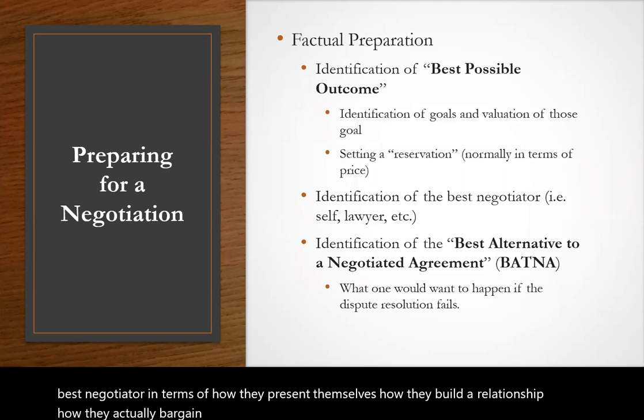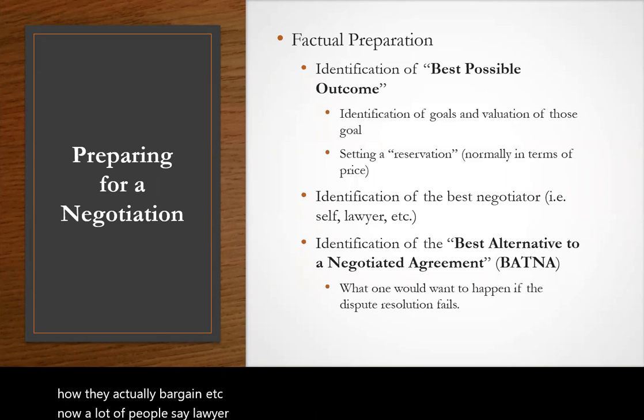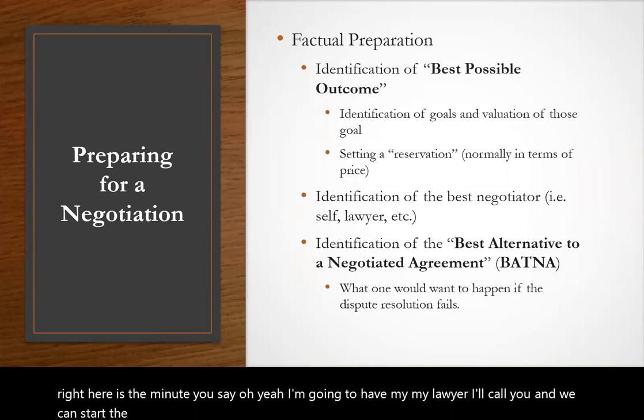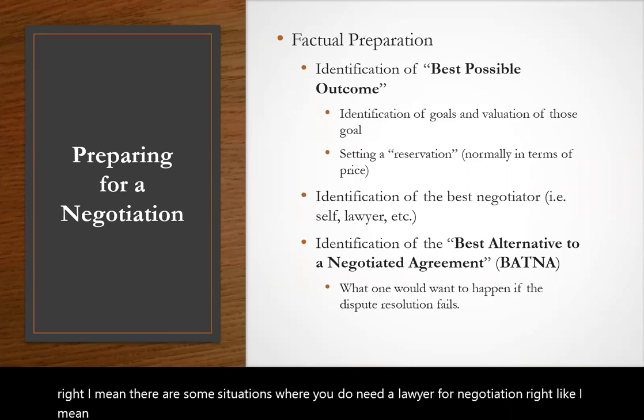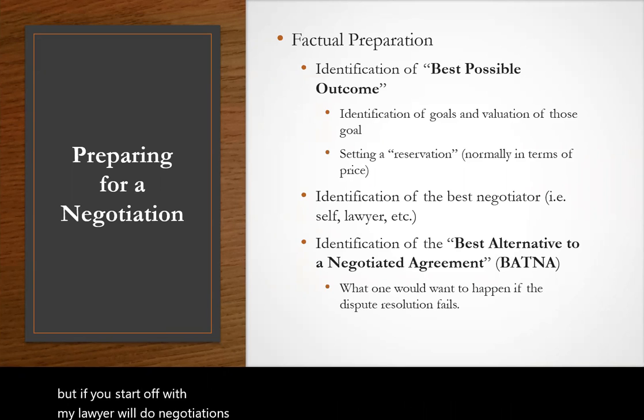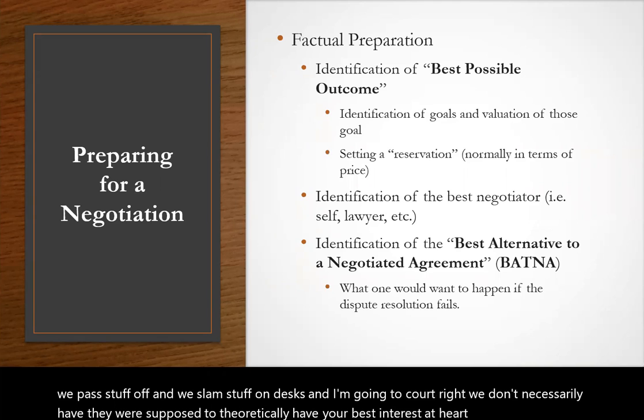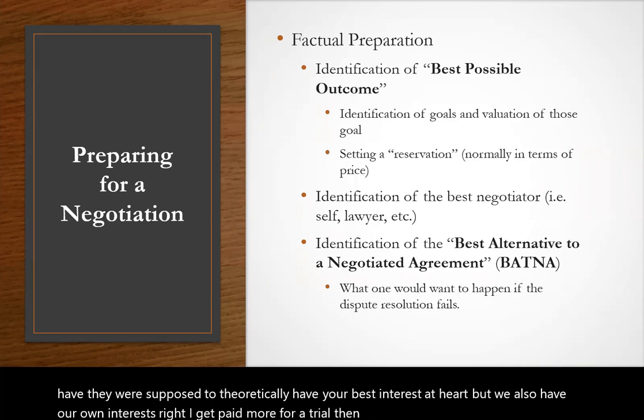Now, a lot of people say lawyer. Lawyer is an ugly word, right? Because the minute you say, oh yeah, my lawyer will call you and we can start the negotiations, guess what? You've just escalated this situation out of control, right? I mean, there are some situations where you do need a lawyer for a negotiation, right? Like if it's a technical legal issue, something like that, yeah, get a lawyer. But if you start off with, my lawyer will do the negotiations for me, the other party is naturally going to get a lawyer. And what do lawyers like to do? They like to argue, right? We argue in circles. We pass stuff off and we slam stuff on desks and I'm going to court, right? We're supposed to theoretically have your best interest at heart, but we also have our own interests, right? I get paid more for a trial than I do a negotiation. Well, we're going to trial.